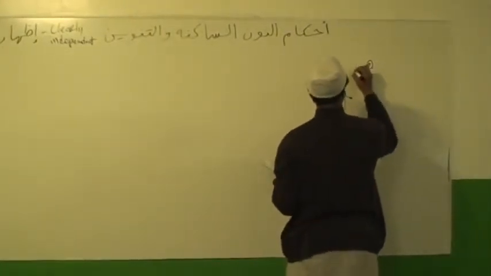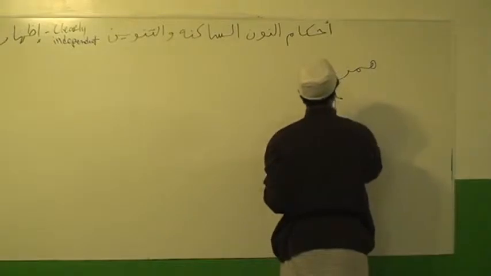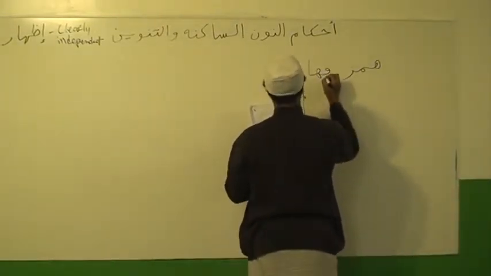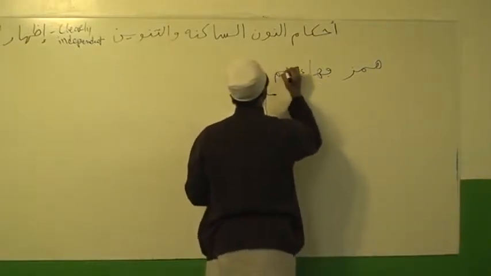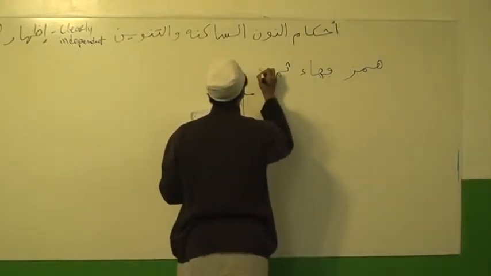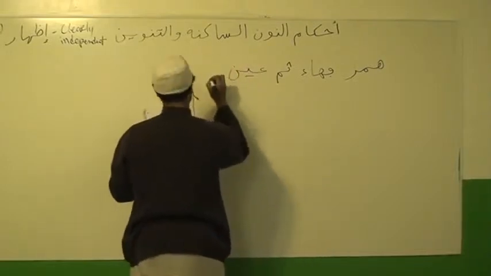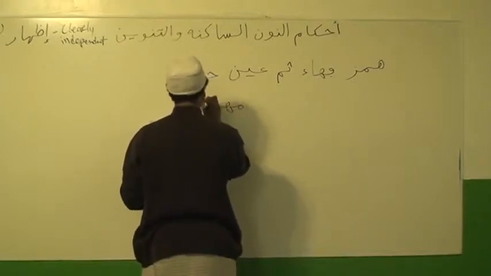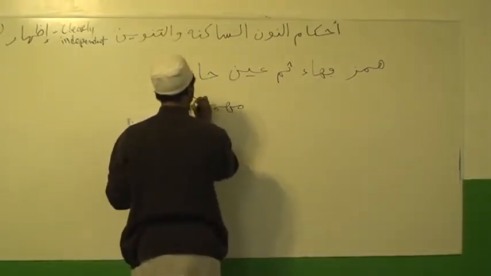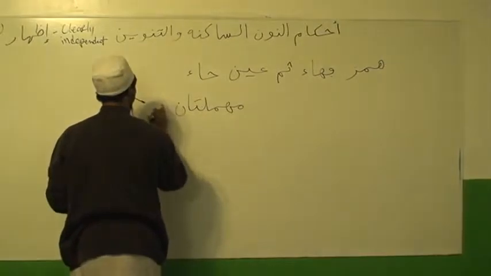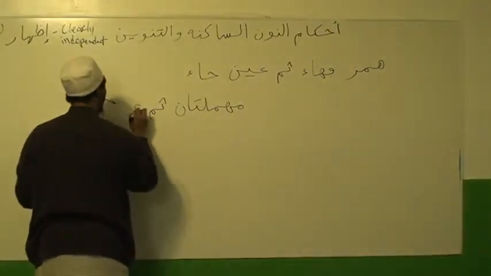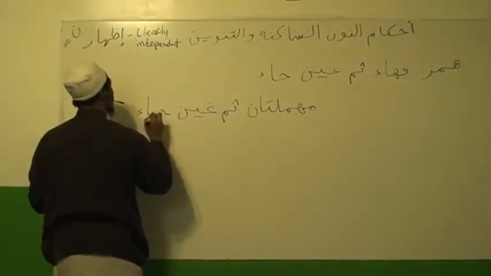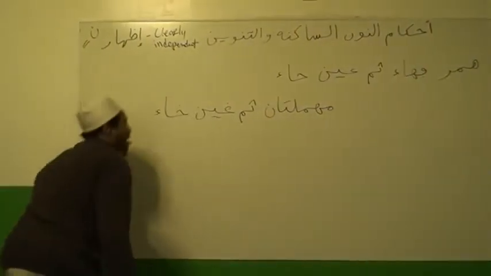The first one is, and this is part of the poem, hamzun faha'un, thumma, you guys should be saying something, aynun ha'u. Muhmalatani. Look at that. Muhmalatani. Thumma ghainun kha'u. Now, let's do this again.